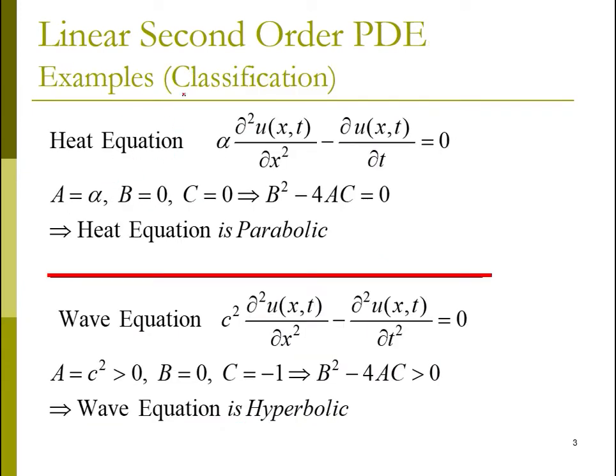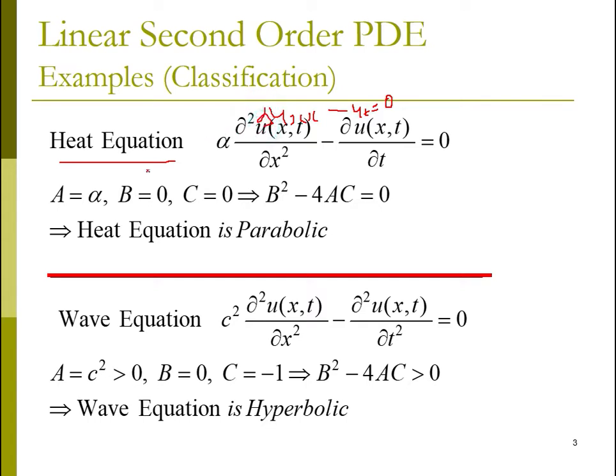Example of classification of linear second order partial differential equation. Example, heat equation, alpha into del square u upon del x square. This is uxx minus ut equal to 0.